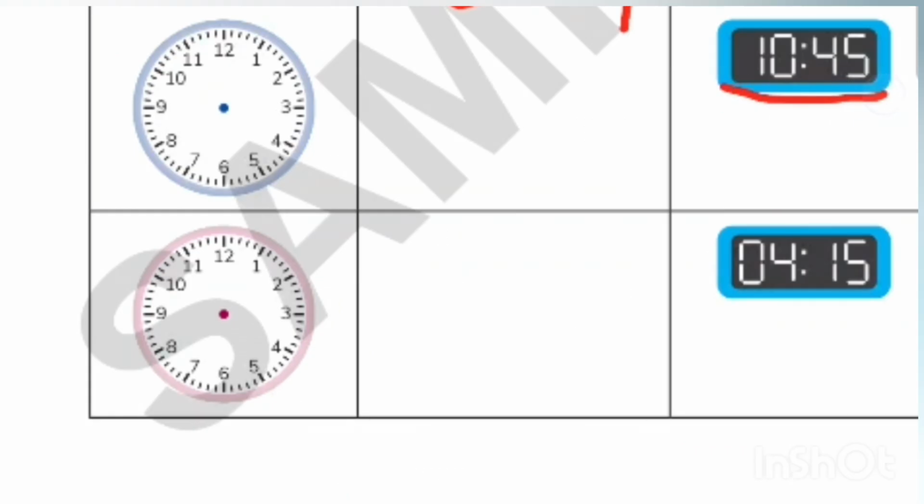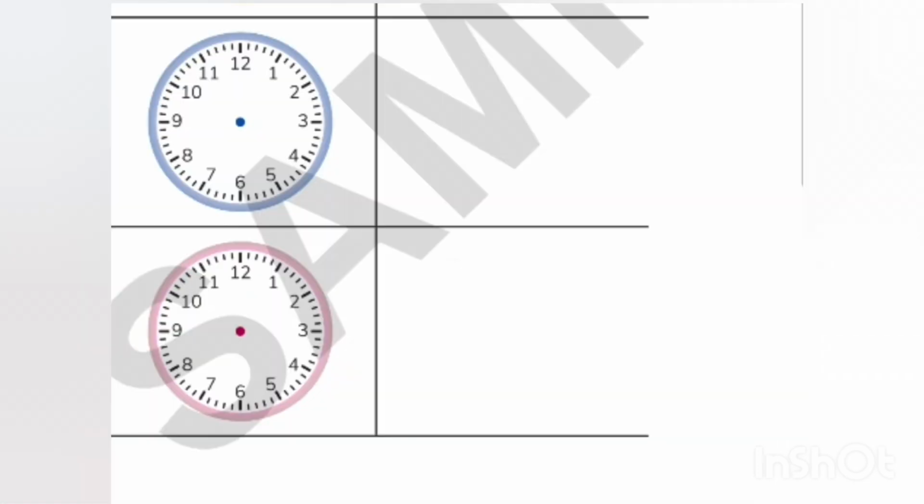Now this is written in digital clock. We just have to write it in analog, and we have to write it in words. Okay, now we are doing it like this. This one, 12:40, 10:45. 10:45 means the small needle is between 10 and 11, and the big needle is exactly on 9. So this is 10:45. And how will we write this one?